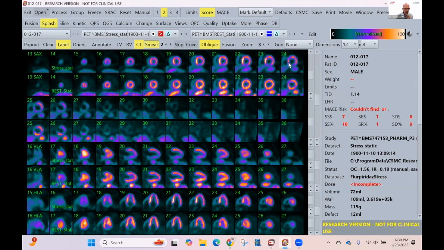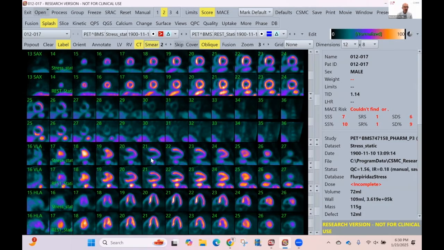And you can see that at rest, there is complete reversibility of all apical segments. When you move to the mid part of the heart, maybe slices 20 or 21, you can see that there is a second perfusion defect involving the inferior wall, which is also showing reversibility at rest. And that extends even far into the base, that involves the inferior and the inferoseptal walls.